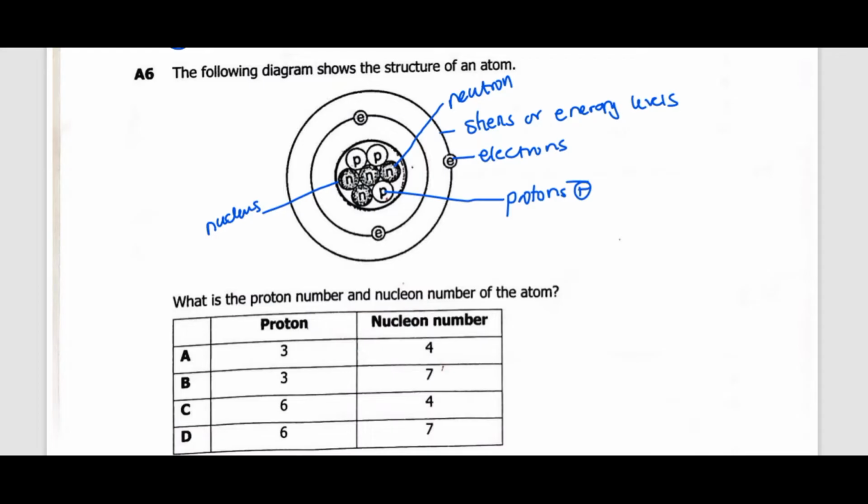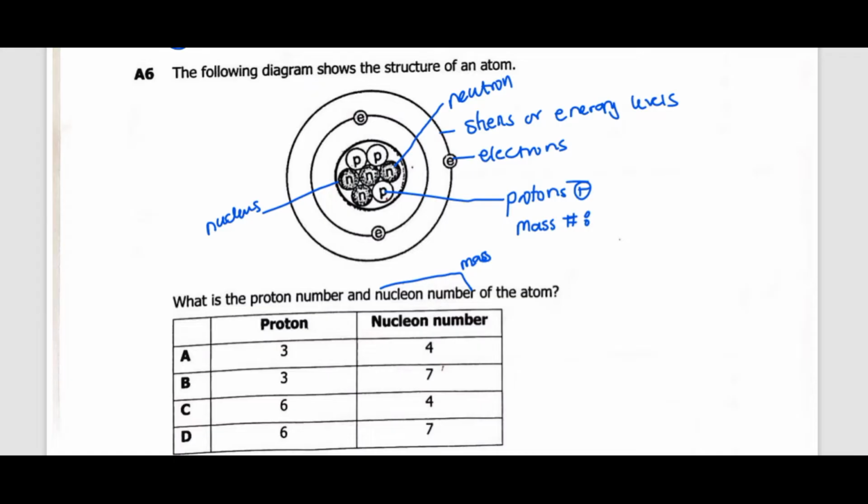What is the proton number and the nucleon number of the atom? So we want to find the proton number. Then the second one, we have to find the nucleon number. So let's look at first the mass number. So I'm using a mass number because this is the term that we all are common with. But the key point is the nucleon number is also known as the mass number.